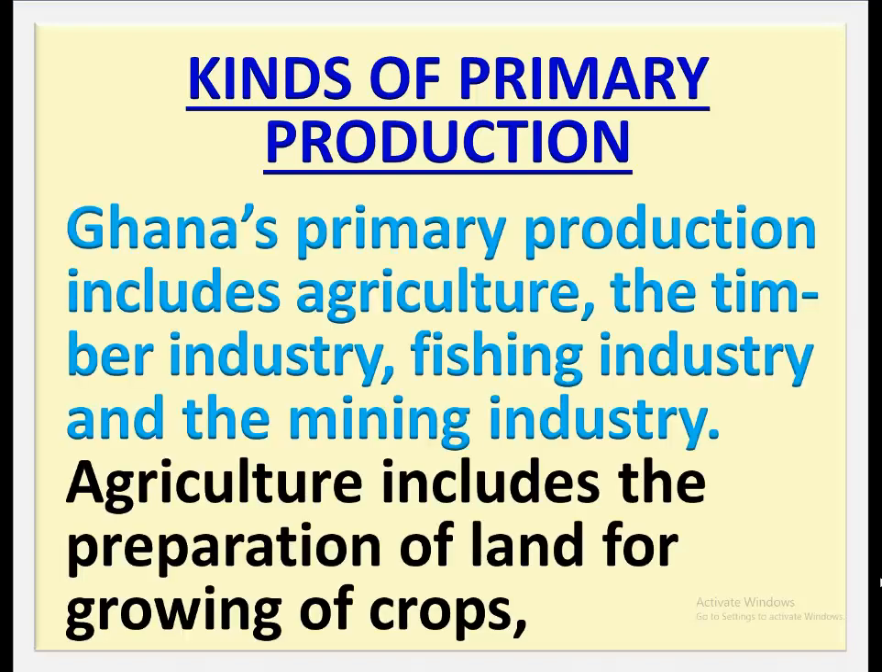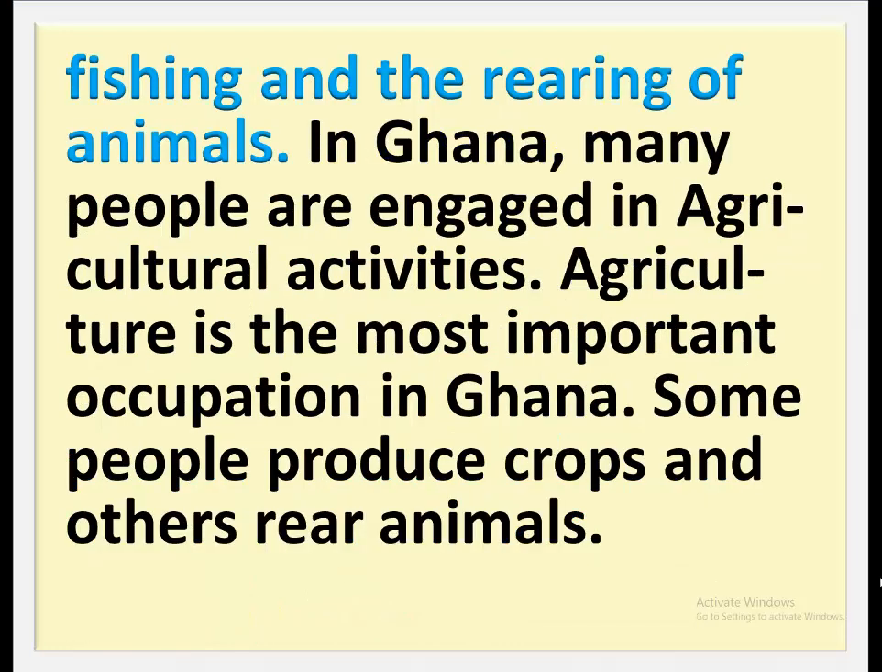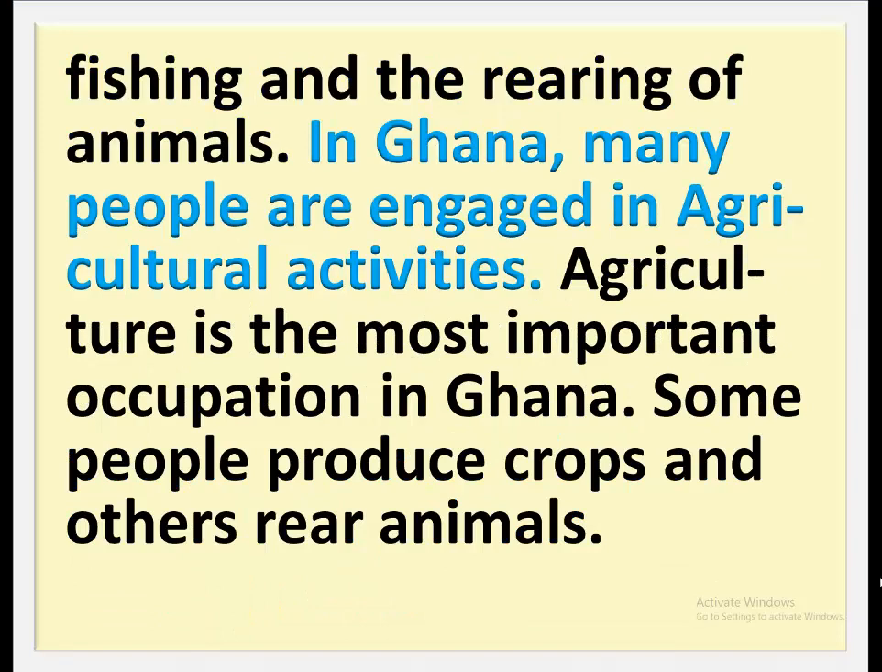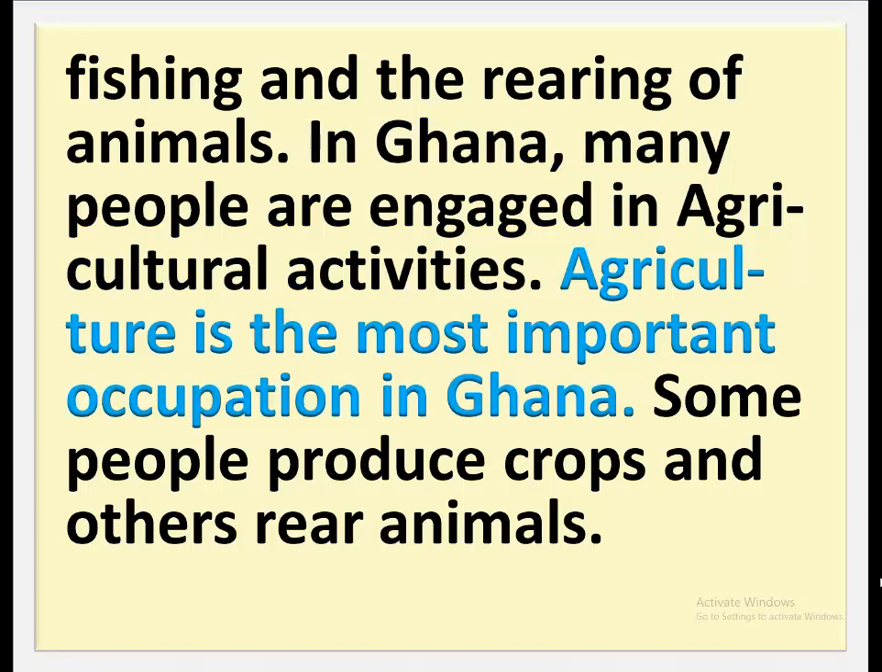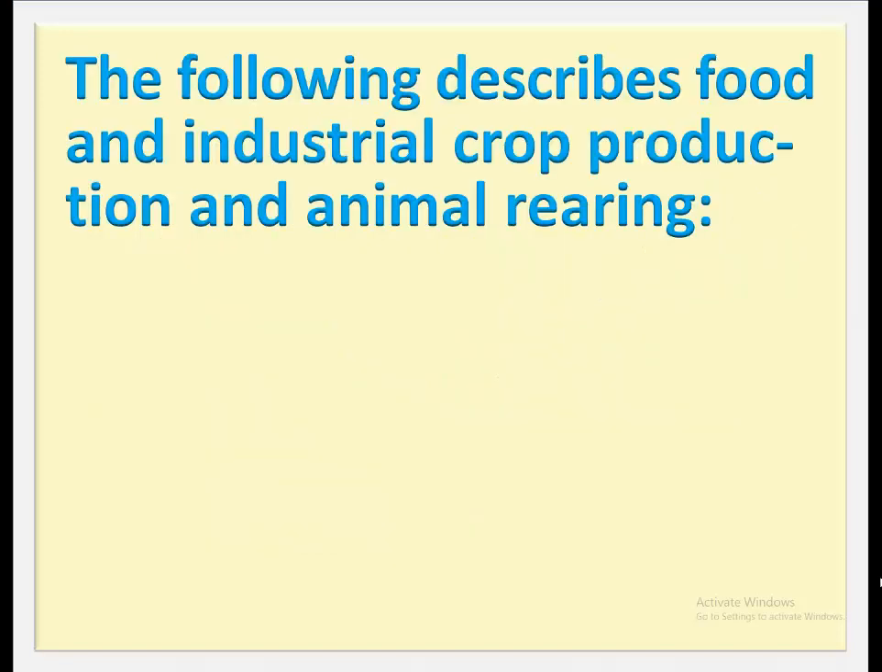Kinds of primary production. Ghana's primary production includes agriculture, the timber industry, fishing industry, and the mining industry. Agriculture includes the preparation of land for growing of crops, fishing and the rearing of animals. In Ghana, many people are engaged in agricultural activities. Agriculture is the most important occupation in Ghana. Some people produce crops and others rear animals. The following describes food and industrial crop production and animal rearing.